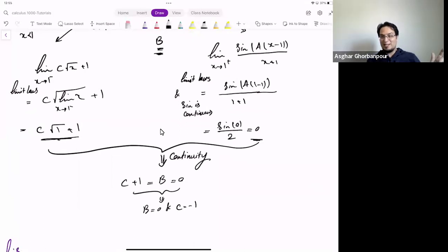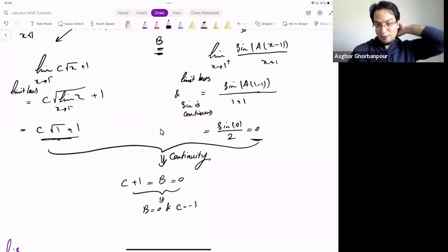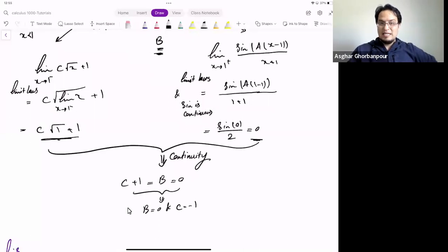I found two values. This was an implication of the function being differentiable, which will imply that the function is continuous, and then we can go ahead and find that. I see a question, someone is saying, can we assume that b is equal to 1? As you see, if b was 1, then it couldn't be differentiable.